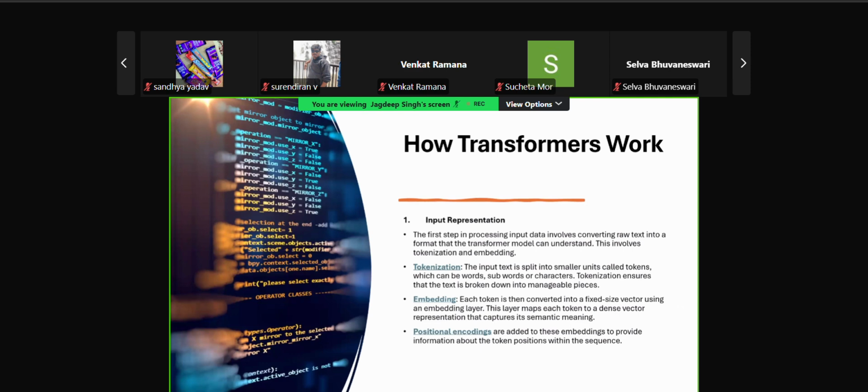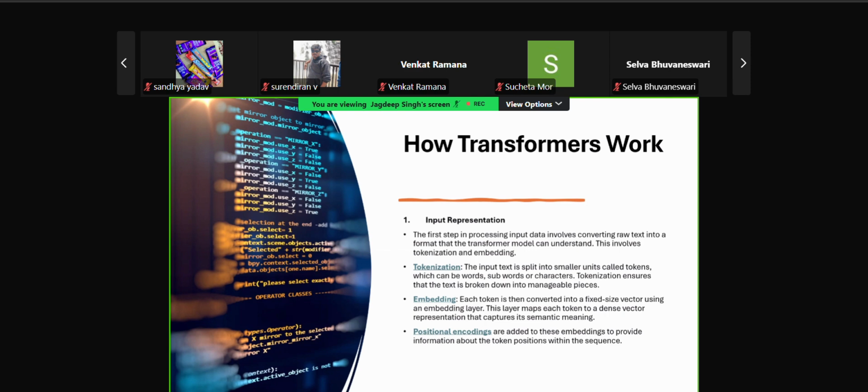So if you want to do research in this domain, you have to be very sure about the input representation, right? Input representation includes the tokenization, embedding, and positional encodings. So what is tokenization? What is embedding? What is encoding? You must be very clear about these.